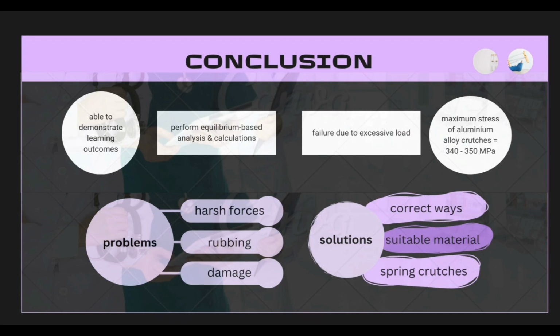In the case of crutches, we have discovered a few problems. First one is harsh forces on the body. Second is the rubbing between axillary padding and the axilla. And the third one is damage of the tip of the crutches. Hence, we have come up with solutions for these problems, which are, first, using the crutches in a correct way and manufacturing the crutches using suitable material, as well as introducing spring crutches instead of traditional crutches.